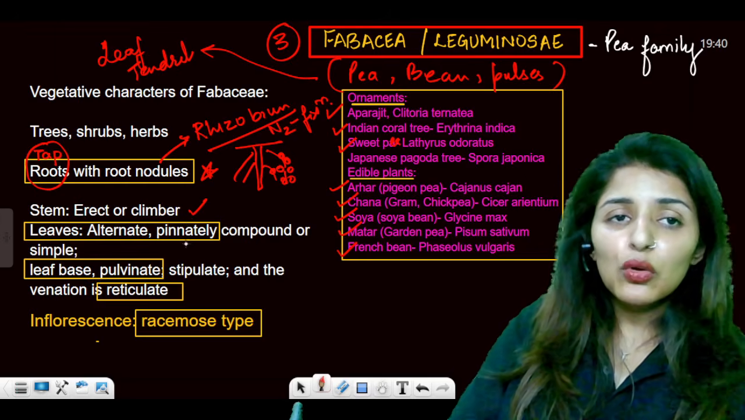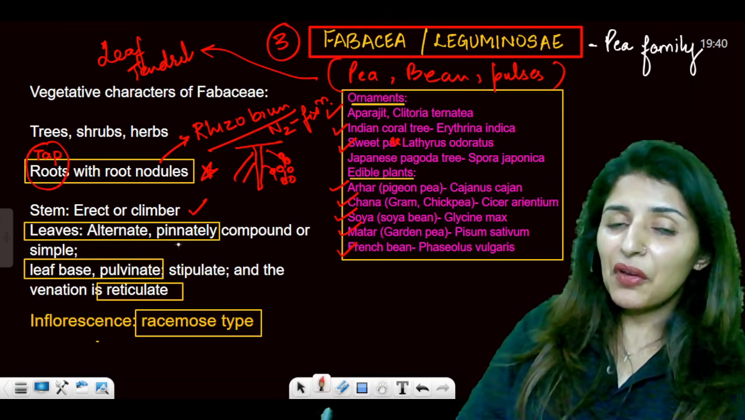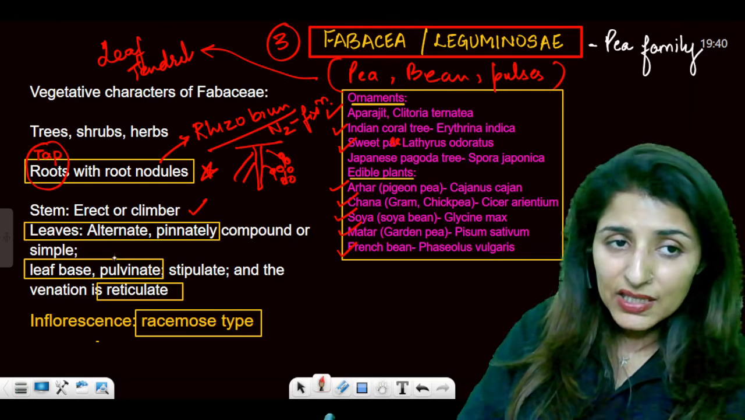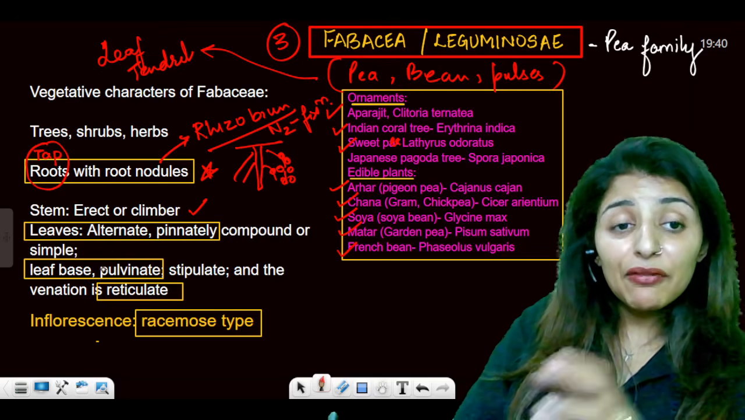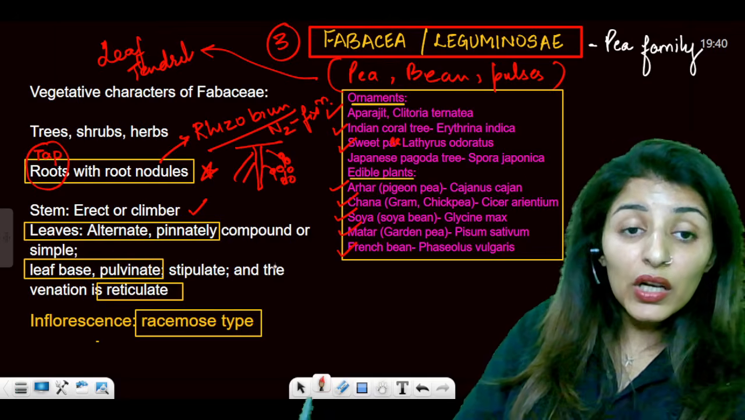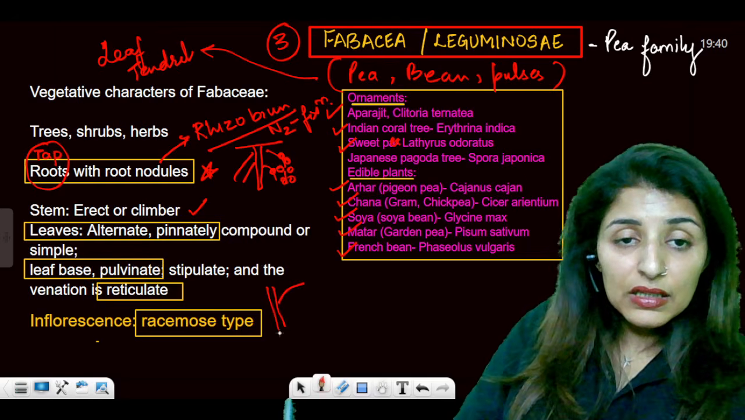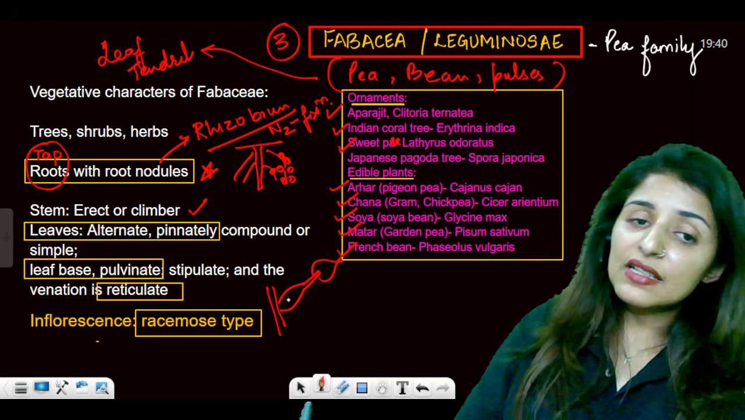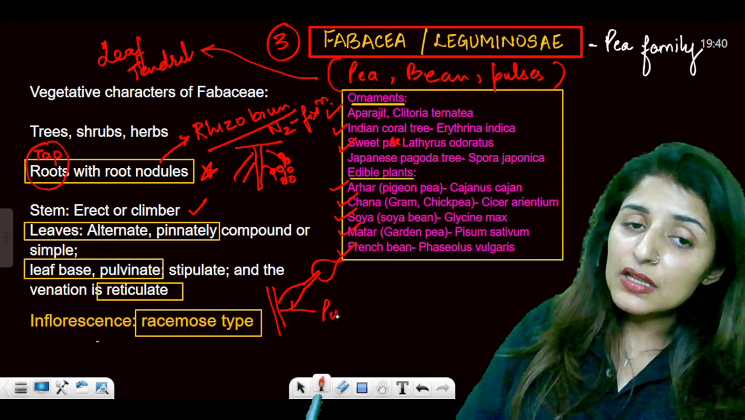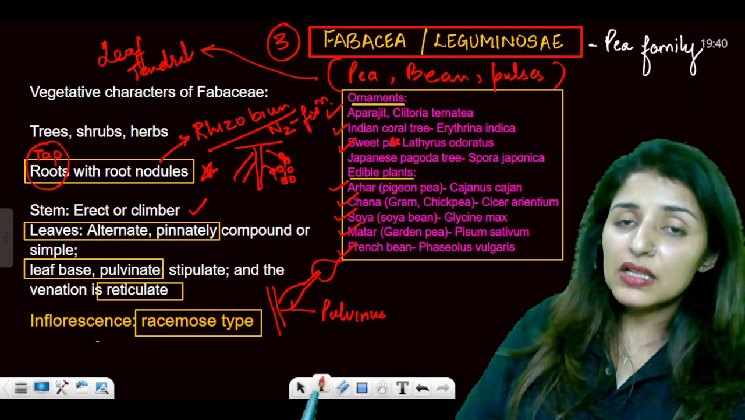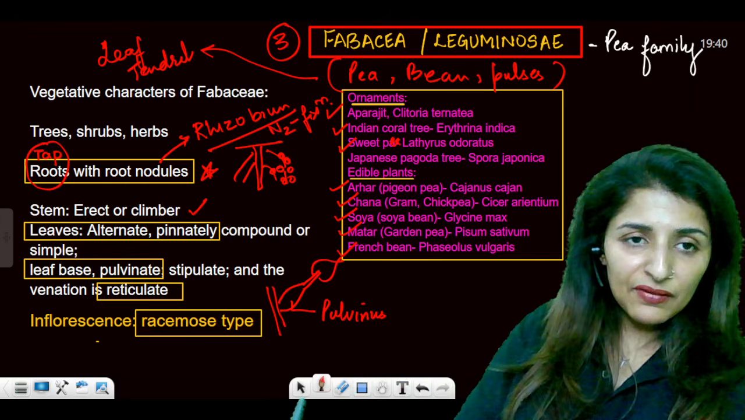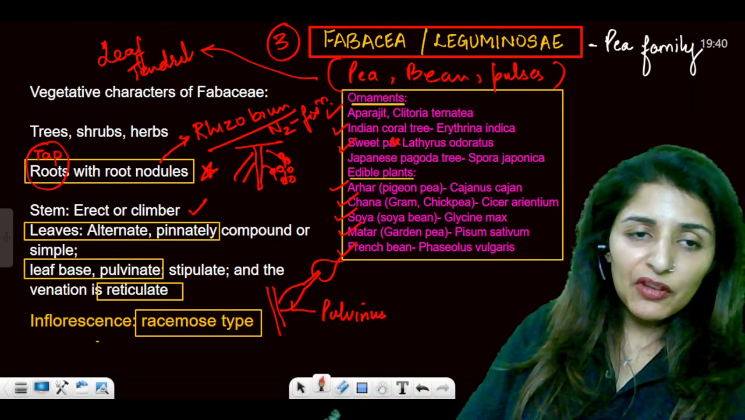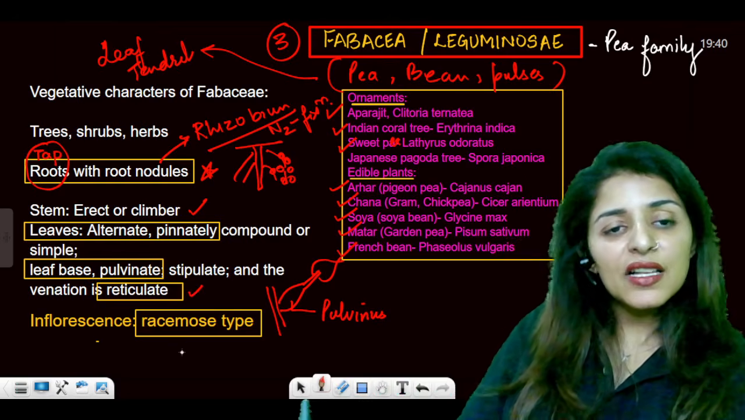Anyways, let's continue with Fabaceae. The leaves of the Fabaceae are pinnately compound or simple leaves with alternate phyllotaxy, while the leaf base is swollen. Now the swollen leaf base, see, this is the stem and this is the base, and this is how it is attached. Now this swollen base is known as pulvinus. It is found only here in the Fabaceae family. Out of all the five families, you will only talk about pulvinus in Fabaceae. Again, being a dicot, it has reticulate venation.